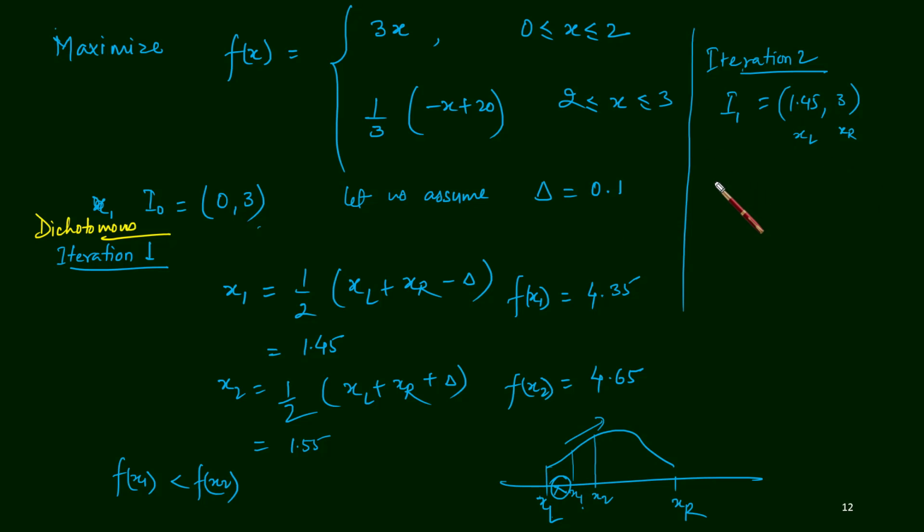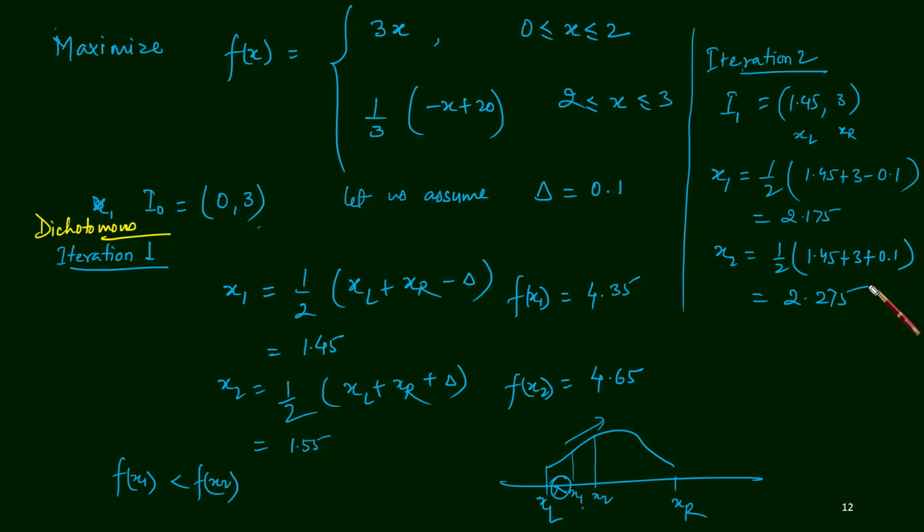Let's move further. So x1, calculate x1 again. x1 will be, in this case with xl, half of 1.45 plus 3 minus 0.1. How much is this? I have calculated, you just calculate that, and we have got 2.175. And what is x2? 1 by 2 (1.45 plus 3 plus 0.1), this is 2.275.